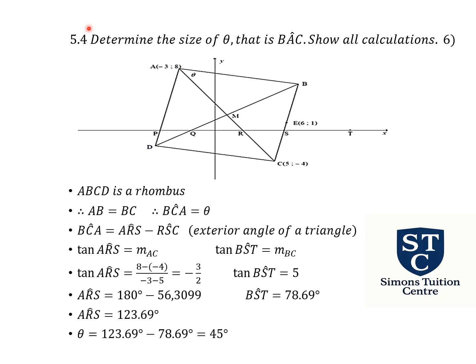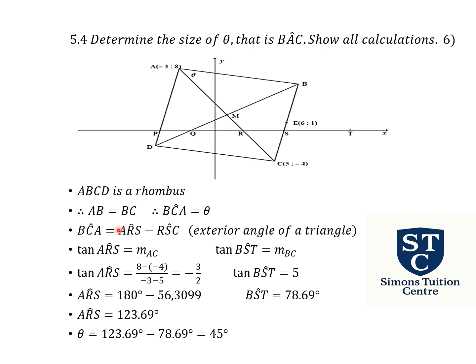Alright, now for 5.4, determine the size of theta. That is BAC. Show all calculations. So number one, we should remember given to us ABCD is a rhombus. So therefore AB equals BC equals CD equals AD. But AB equals BC, therefore BCA, this angle that's formed there, right, equals theta. Remember, equal sides, equal angles, right? So that there is equal to theta.